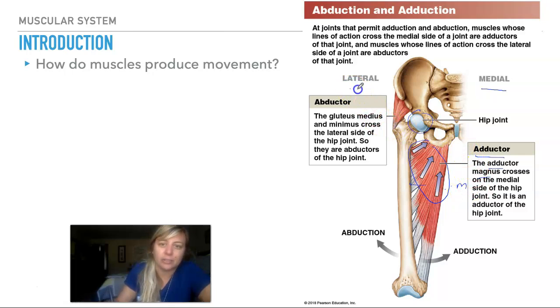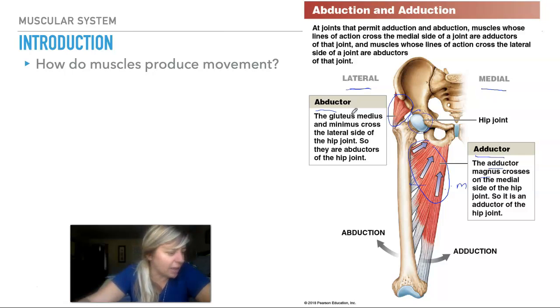Now on the lateral side of one of these joints that does adduction and abduction, we have another muscle here. This is gluteus medius. And gluteus medius, and actually also minimus, both of them, cross on the lateral side of the joint. So if you're on the lateral side of the joint, the movement that you're going to be doing is abduction.